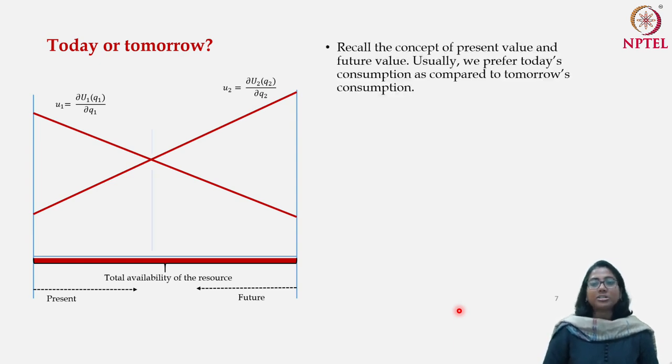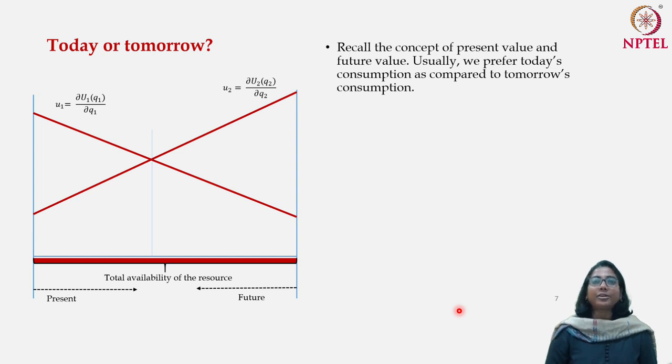You can go back to the concept of present value and future value. Usually, what we discussed under present value and future value is that we prefer today's consumption as compared to tomorrow's consumption. What does that mean? Again, if I take you back to the example of a 100 rupees note that I have, if I have it today and I put it in the bank and I earn a rate of interest of 5% per annum, then at the end of the year, the money that I have is 105 rupees. So today's 100 rupees is equal to tomorrow's 105 rupees. So the present value of the money that I have is 100 rupees, whereas the future value of the money that I have is 105 rupees.